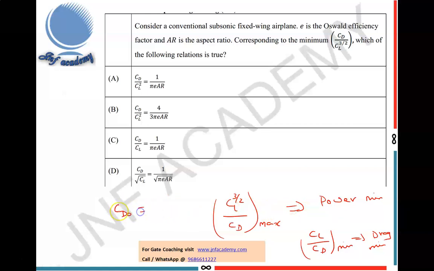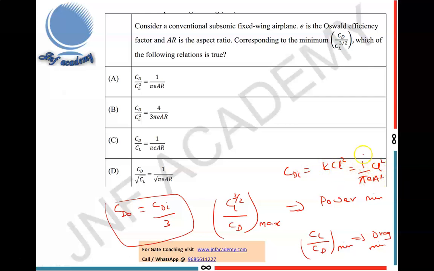CD naught, your profile drag coefficient, is equal to CDI by 3, right? Your profile drag coefficient is nothing but CDI by 3. Using this relationship, we will do some mathematical manipulations so that we derive any of the results given in the options, right? But now you see, nowhere in the options is CD naught given. Everything is in terms of CD and CL. So we all know CDI, which is the induced drag coefficient, is equal to K CL square, where K is nothing but 1 by pi E AR. If you see the options, pi E AR, everything is available. CL is also available. Instead of CD naught, it is given in terms of CD.